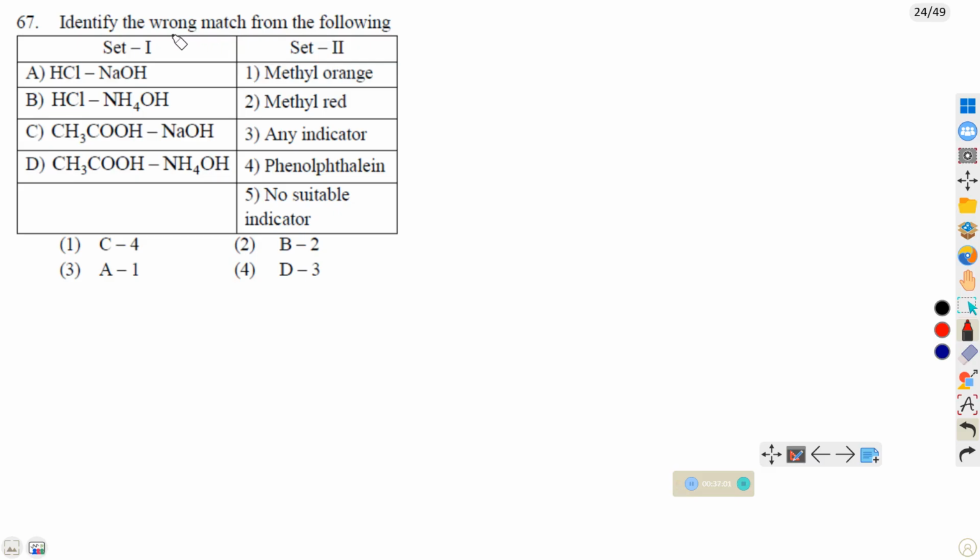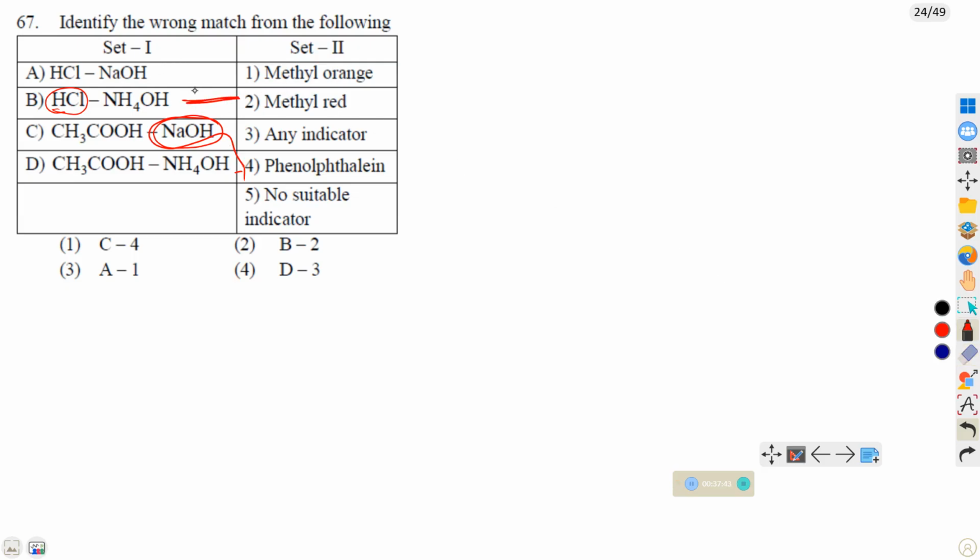Identify the wrong match from the following. C4, that means CH3COOH with NaOH, phenolphthalein. Correct, because NaOH is a very strong base. For strong bases, the suitable indicator is phenolphthalein. Second option, B2, HCl with NH4OH. HCl is strong, creates acidic solution, so methyl orange. C2, no, methyl red indicator, not methyl orange. Methyl red is also correct.